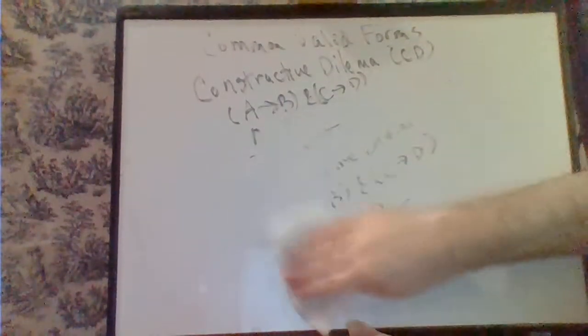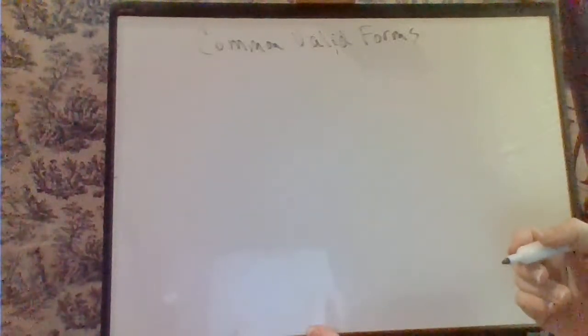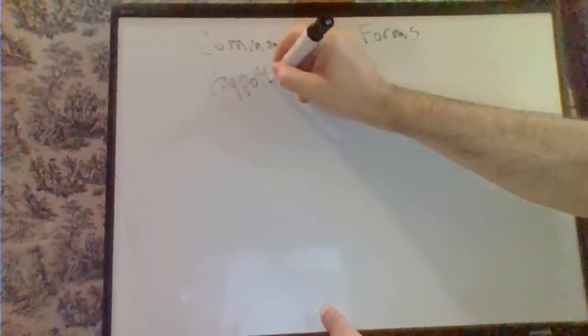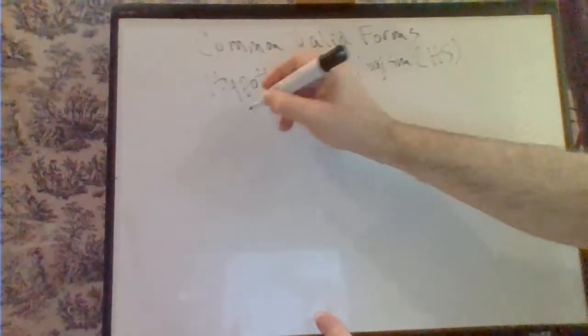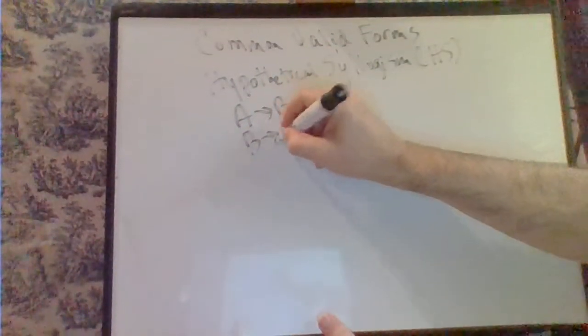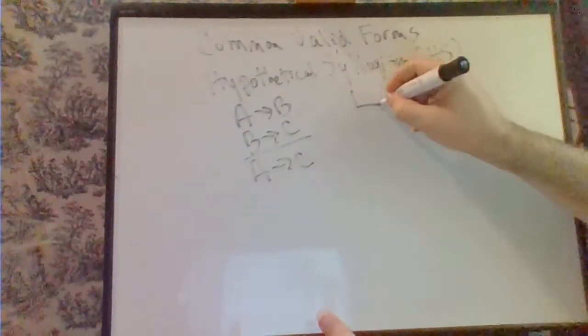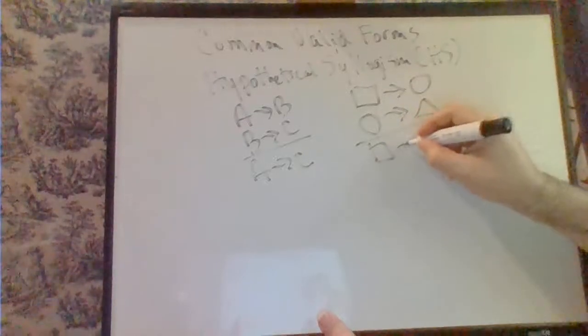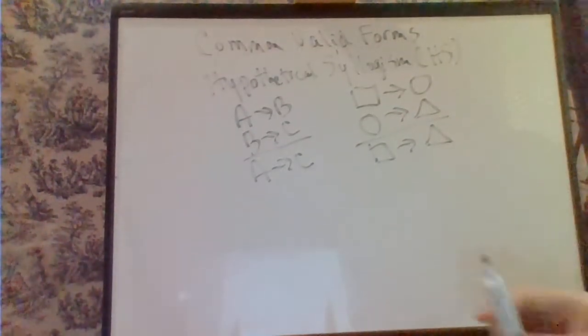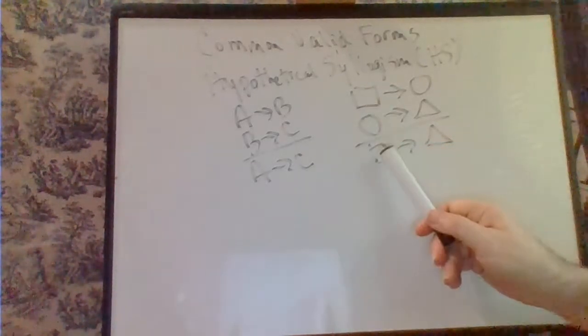Two other common forms that they give you in this section. We have a hypothetical syllogism, which you can abbreviate as HS. Hypothetical syllogism takes the form if A, then B, if B, then C, therefore if A, then C. Or if you prefer the squares and circles, if square, then circle, if circle, then triangle, therefore if square, then triangle. And again, I use the squares and circles for the same reason here as we did before, because these could be much larger equations. The important thing is to notice that what is in this spot is identical to what's in this spot.